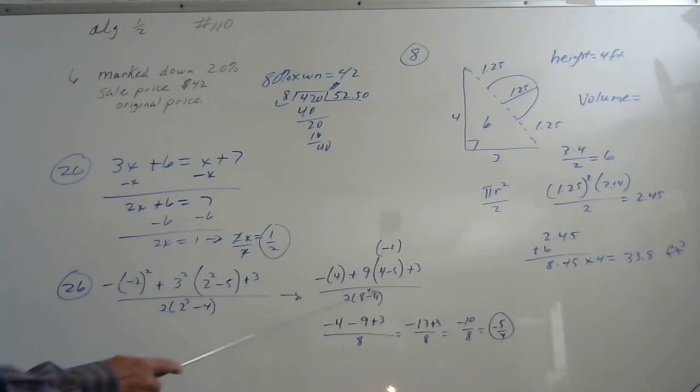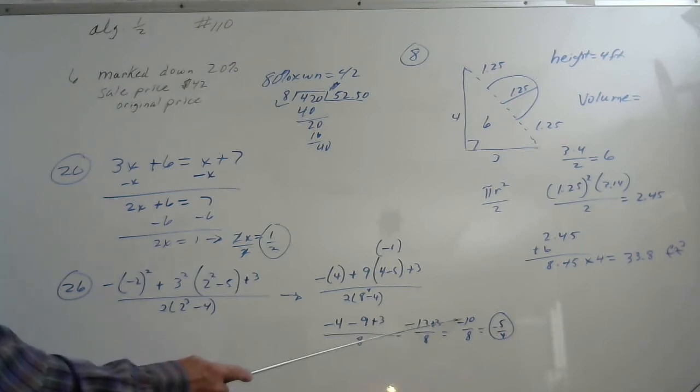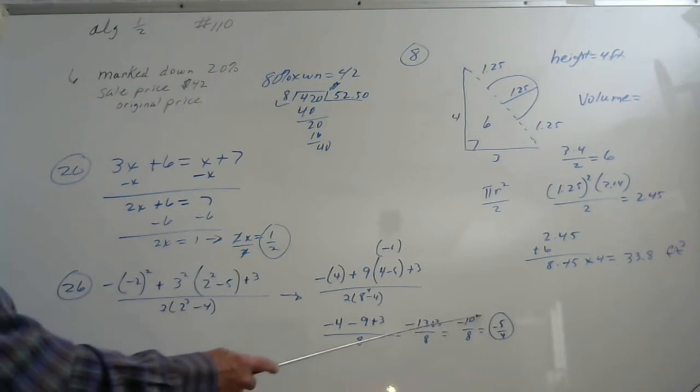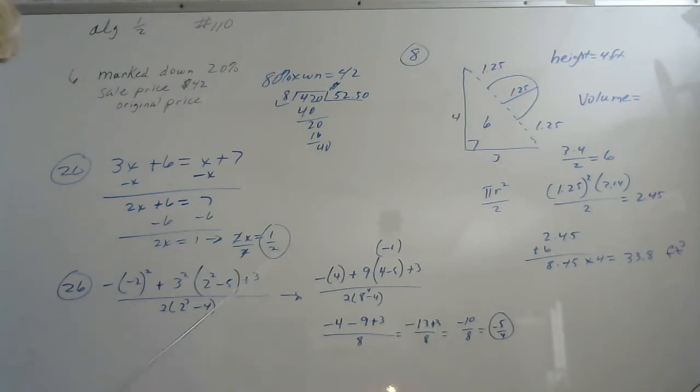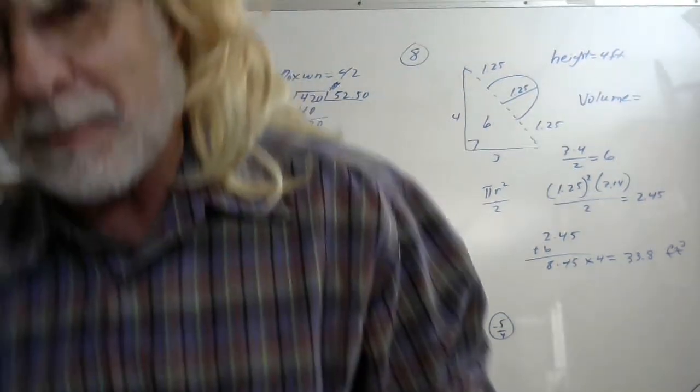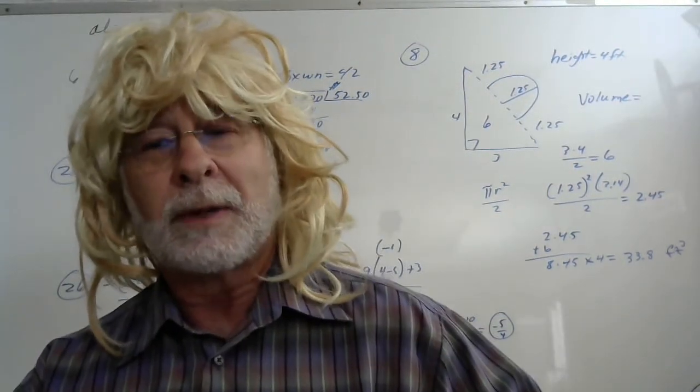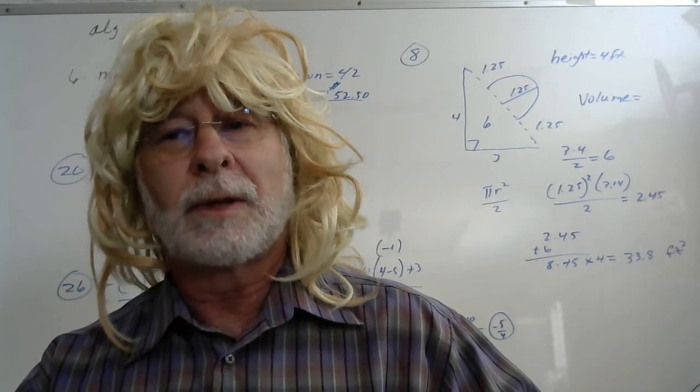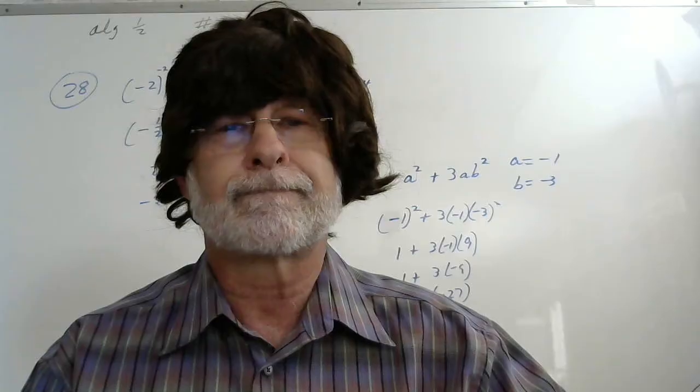I have to do this multiplication first, which is negative 1 times 9. So I've got a negative 4 minus 9 plus 3 over 8. Negative 4, negative 9 is negative 13 plus 3 over 8. Negative 13 plus 3 is a negative 10 over 8. I reduce that to negative 5 over 4. So those are the first problems that I have from that lesson. I'm going to go ahead and pause this, write up the other problems from this lesson, and go through them for you. See you in a moment.